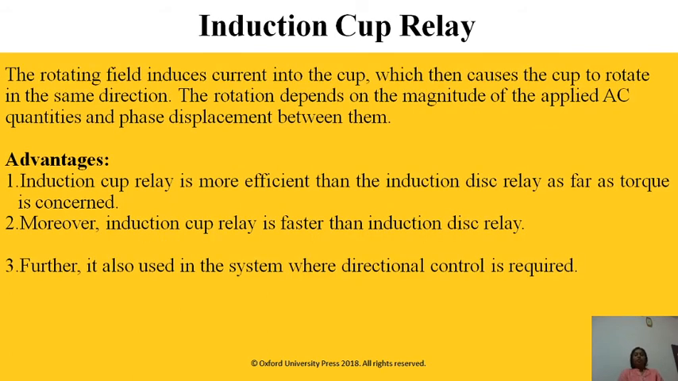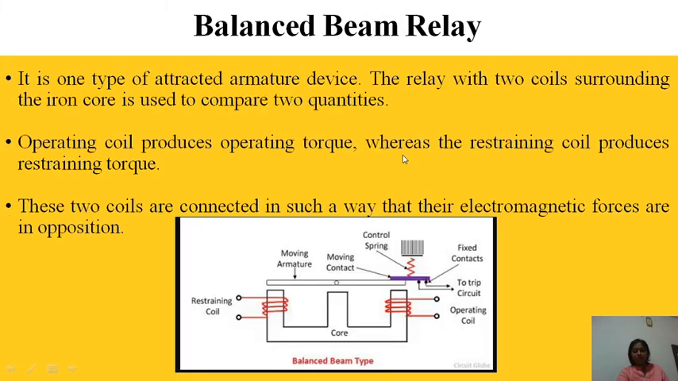In the induction cup relay, the rotating field induces current into the cup, which then causes the cup to rotate in the same direction. The rotation depends upon the magnitude of the applied AC quantities and the phase displacement between them. This induction cup type relay has more advantages than the induction disc type. Efficiency is more, and it has a fast operation.